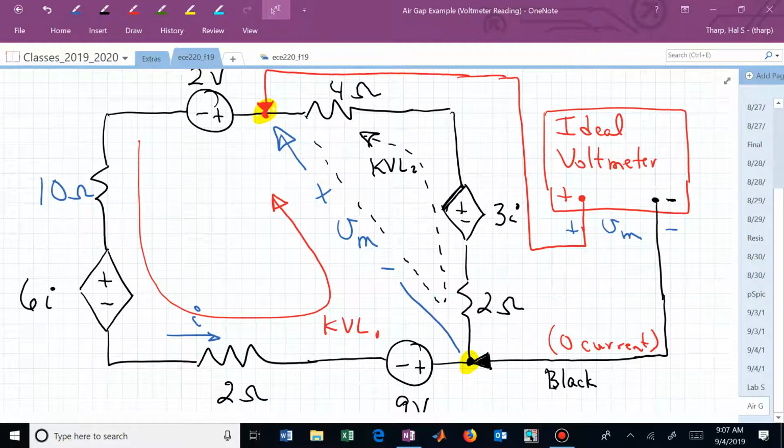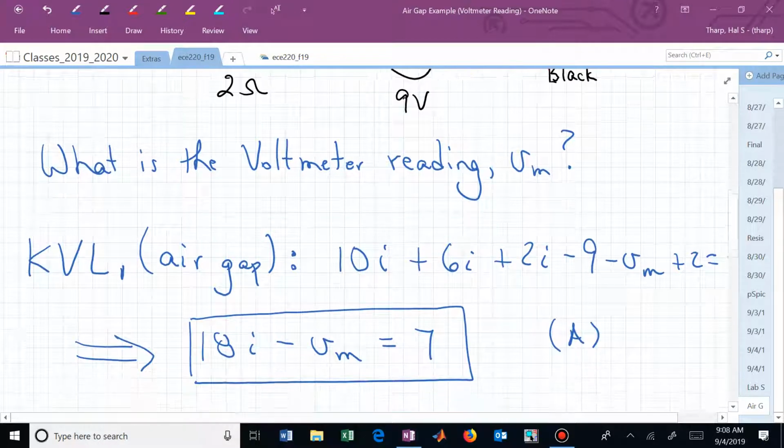That's KVL1. For KVL2, if we start in the upper yellow highlighted node, we would see plus V sub m plus 2I, since I is still going through that series network, minus 3I plus 4I equals 0. That's KVL number 2. Then you have to play with those, and that's in the notes from yesterday.